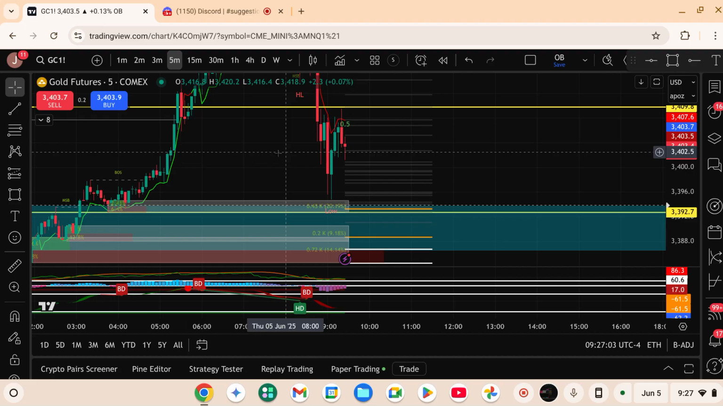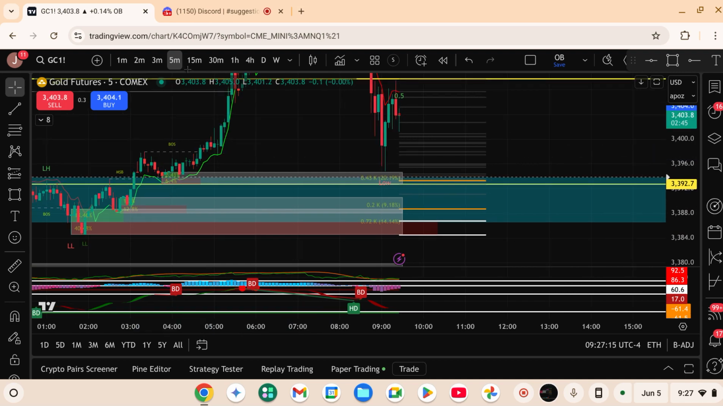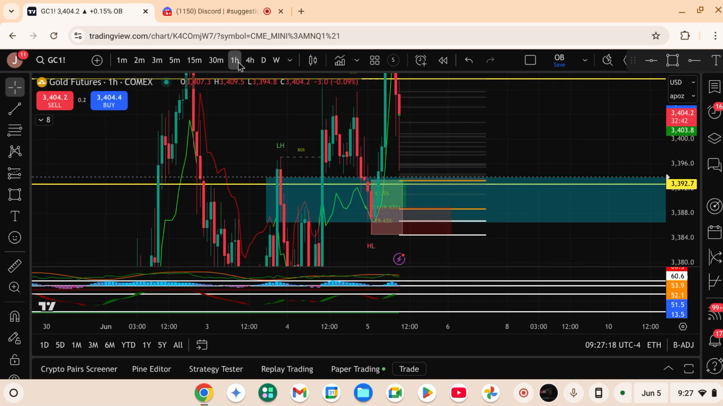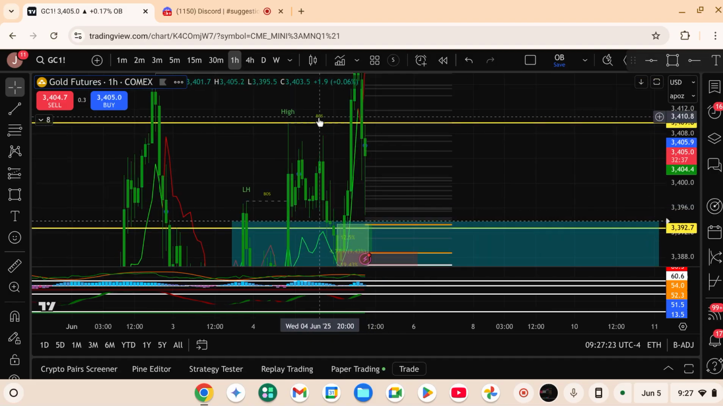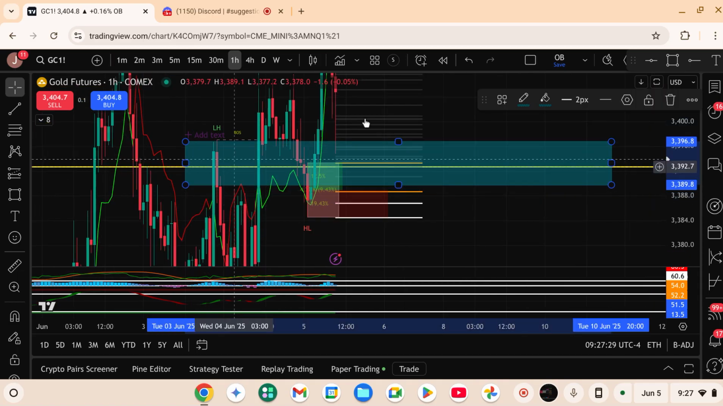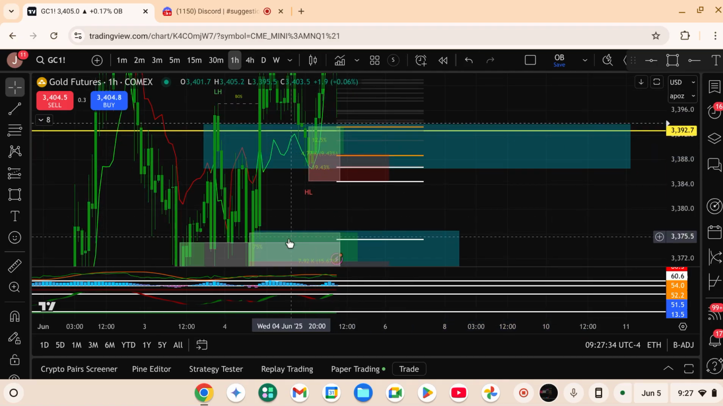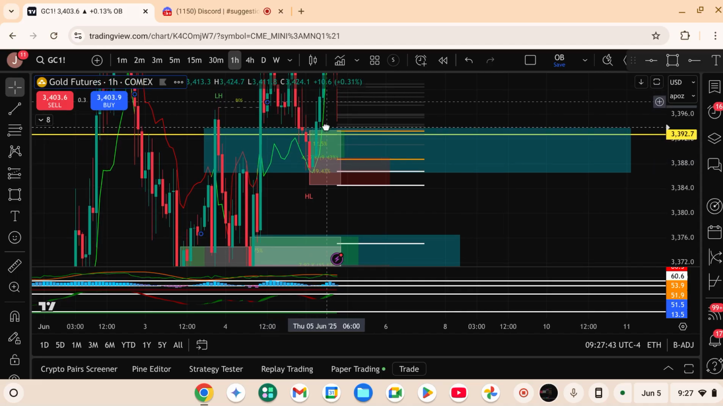And they both left a break of structure. You see here, pushed up, left this break of structure. And then if you go to 1 hour, it pushed up, left this break of structure. And then the one right below that one, let me fix that. Right below it, right here, pushed up, left this break of structure. So two high probability order blocks.